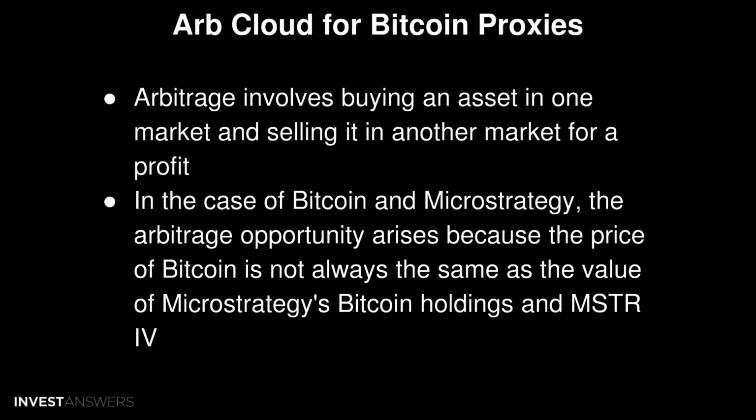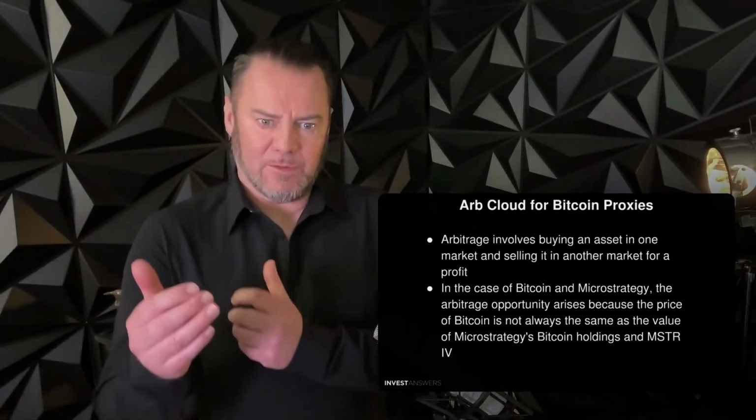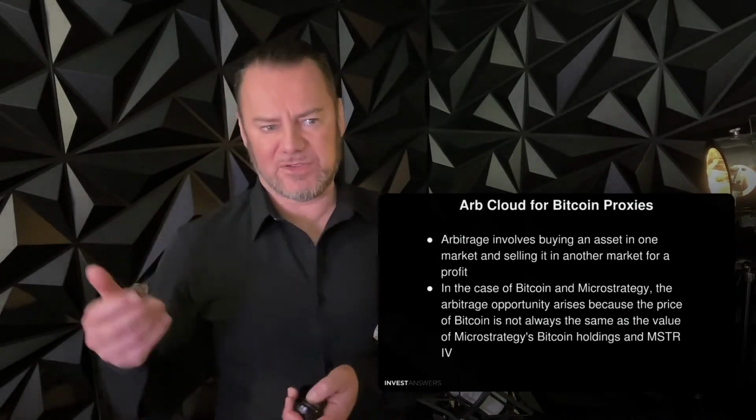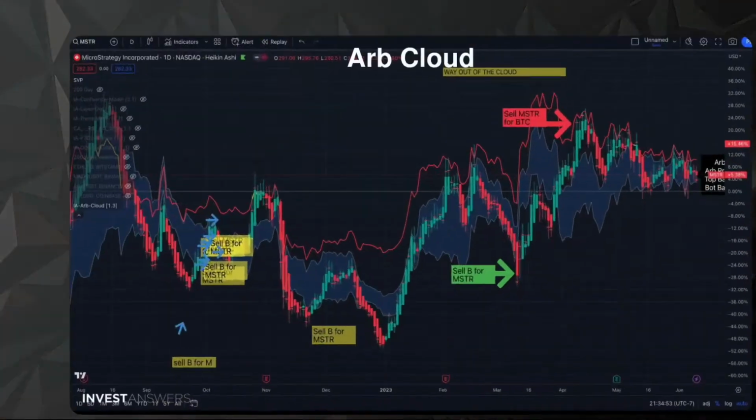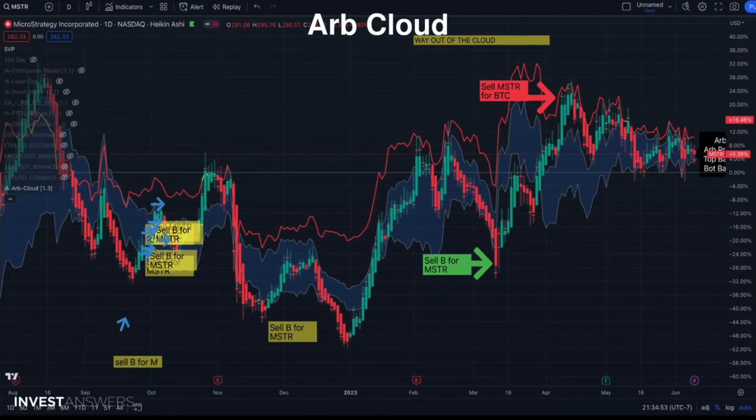So a simple example, a crude example, of course, the model takes into account a lot more elements, but imagine Bitcoin is trading at $30,000 per coin and MicroStrategy holds 100,000 Bitcoins. The value of their Bitcoin holdings would be, say, $3 billion. But if the MicroStrategy stock is trading at $200 per share, that's where you see the opportunity. So you sell one, like Bitcoin, and you buy MicroStrategy because it's undervalued. And the corollary is also true. And that's why I built the ArbCloud, because it tells you when one is cheaper than the other.